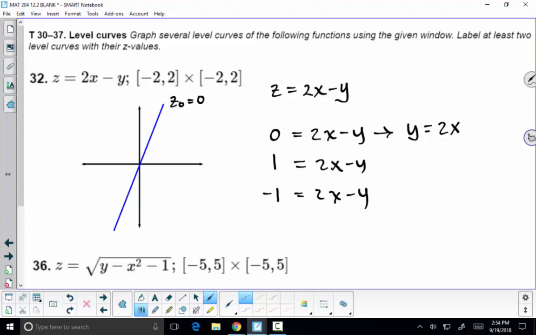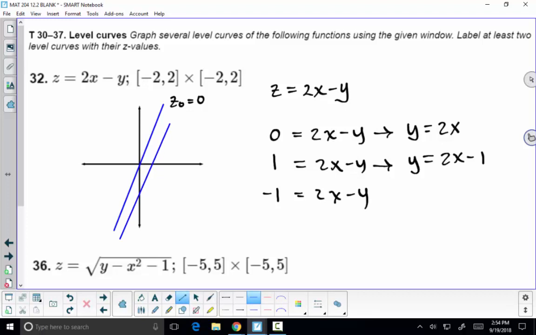So now we actually have a pretty decent idea of what the surface looks like. We know that it's a plane. We know how it's going to intersect the xy plane. So let's see. This second level curve here, when we solve for y, we get y equals 2x minus 1. So that level curve is going to be just shifted down a unit. That corresponds to z naught equals 1.